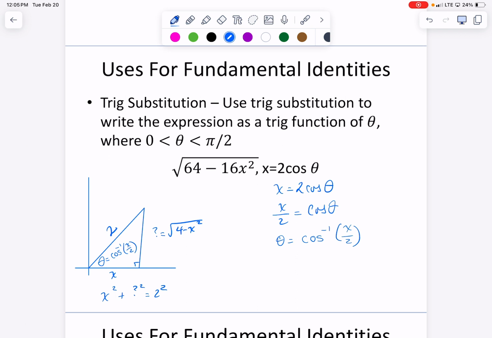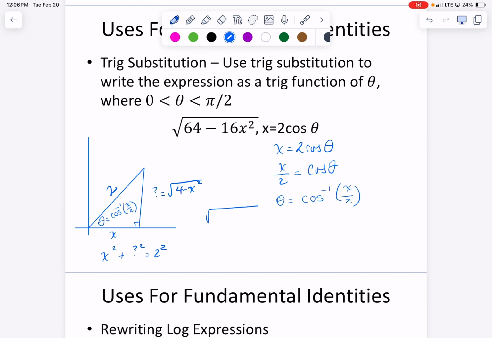So we need to write this expression, 64 minus 16x squared, using that. Hopefully I didn't do this wrong. If I pull out a 16, I'm left with 4 minus x squared. So that is 16 times the square root of 4 minus x squared, right?